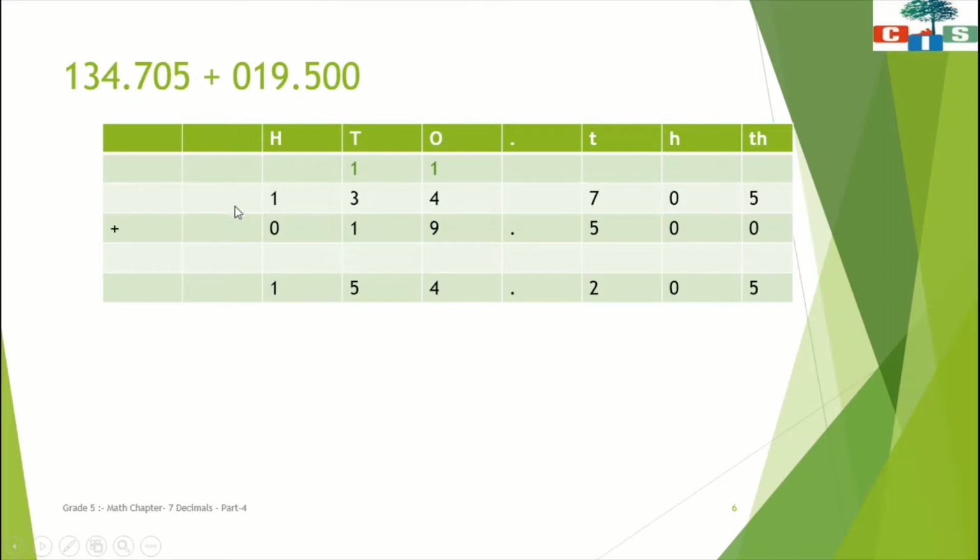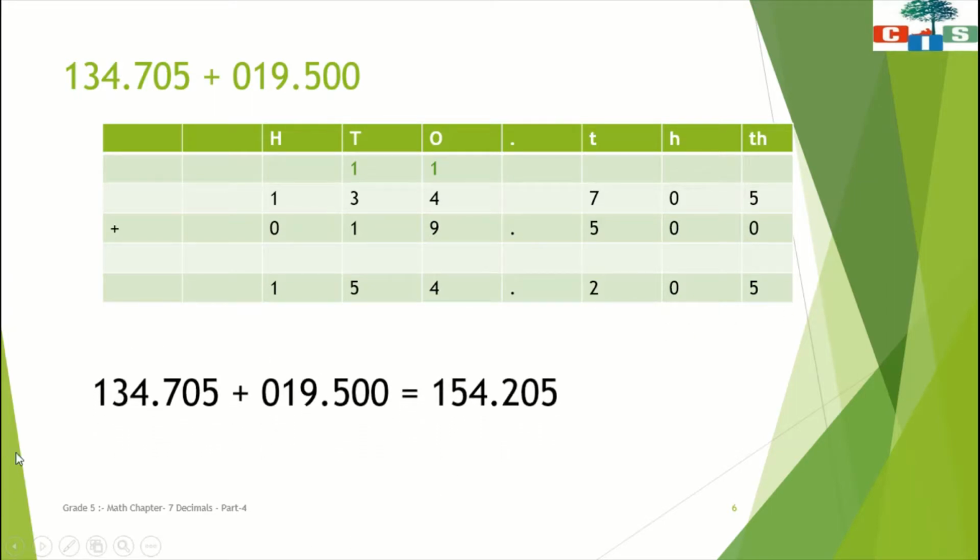Now at last we will add the digit at the hundreds place. So 1 plus 0 is 1. So here we have completed our addition, and after addition we have got the sum as 154.205. How do we write the final answer? We write the final answer like this: 134.705 plus 019.500 is equal to 154.205. Don't forget to put the decimal point.